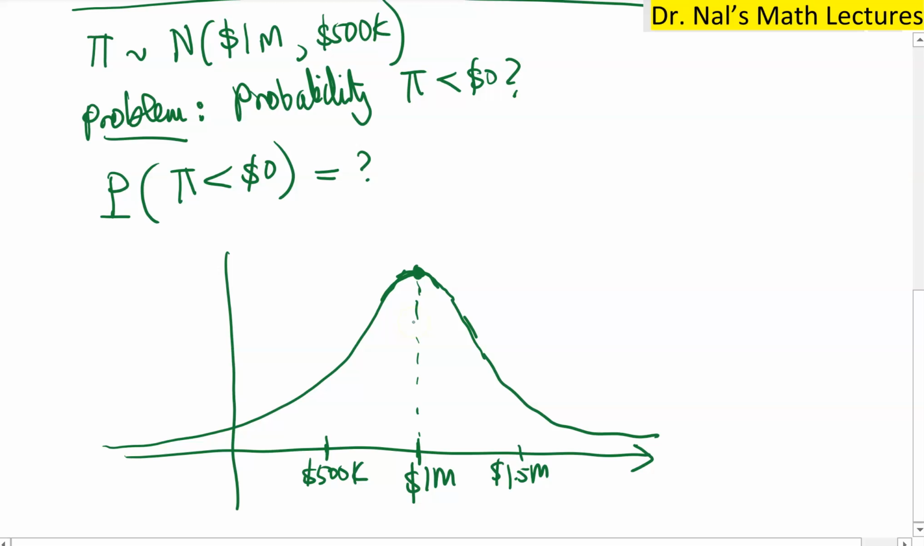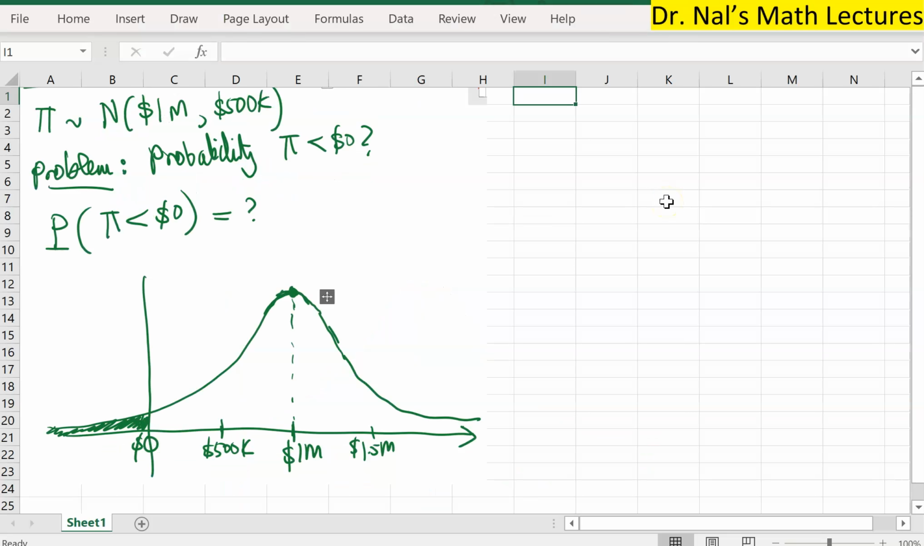Because this is $0, the question is asking for the area to the left, on the left tail. What are the chances, given that the profits are normally distributed with a mean of 1 million and standard deviation of 500,000? What is the probability that the company will make a loss next year? Very unlikely, right? So for that, we can use Excel to accomplish that. So let me just go ahead and open Excel, and then let's solve this question using Excel. The solution should be very straightforward.